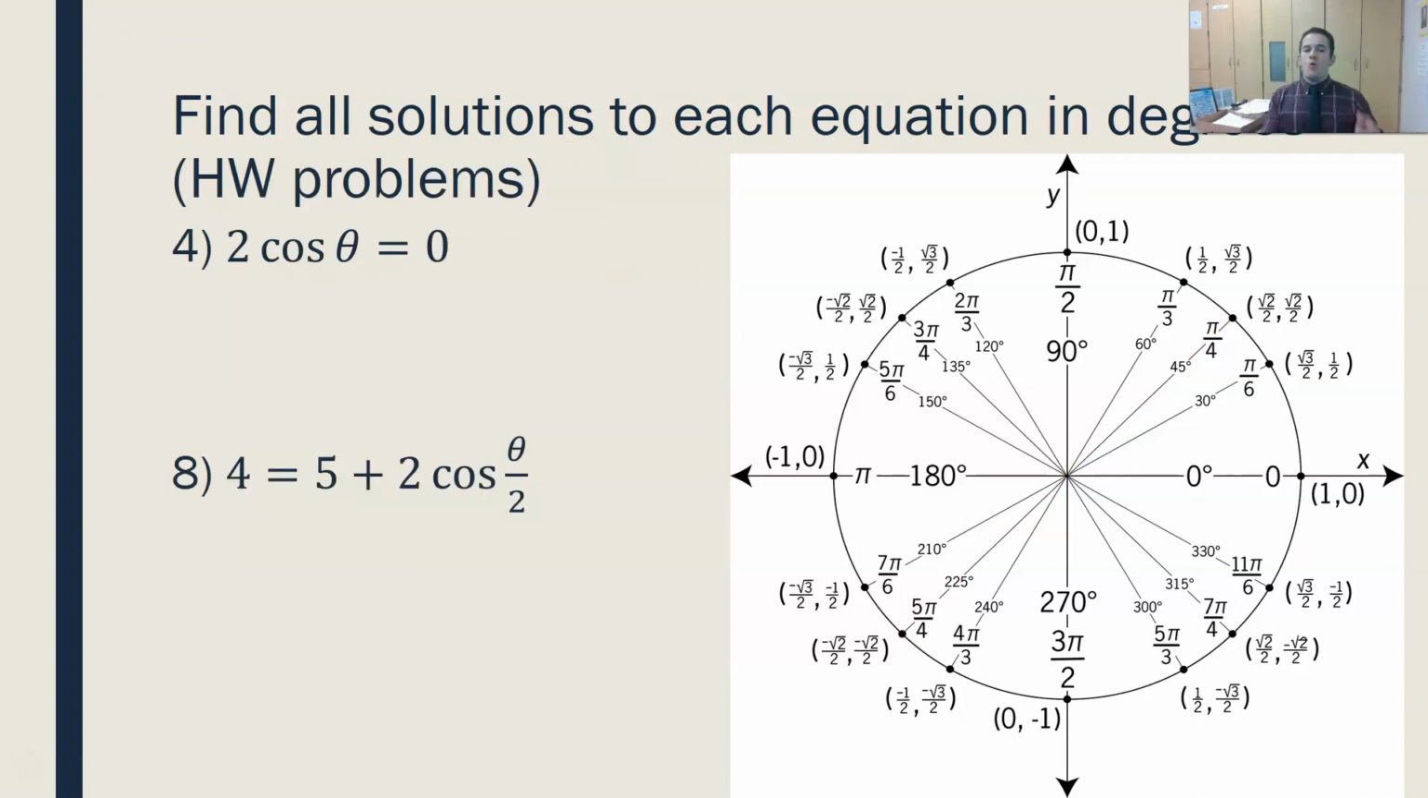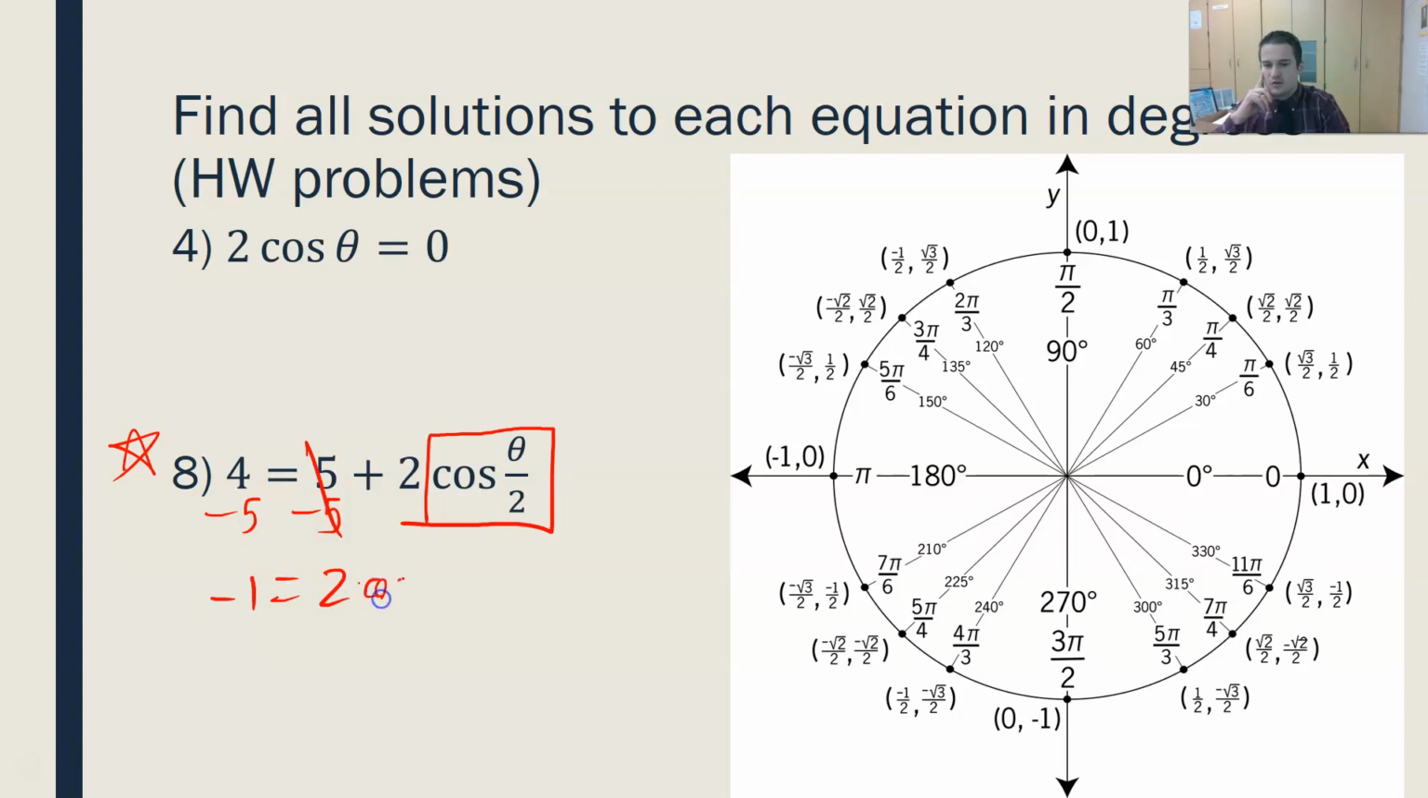So, I'm going to do one quick one off of your homework. This is off of your homework assignment, and I'm going to do 1 or 2 other examples. Number 8 on your homework says 4 equals 5 plus 2 times the cosine of theta over 2. So I need to get this cosine by itself. So I'm going to go ahead and subtract 5 on both sides, which gives me negative 1 equals 2 times the cosine of theta over 2.